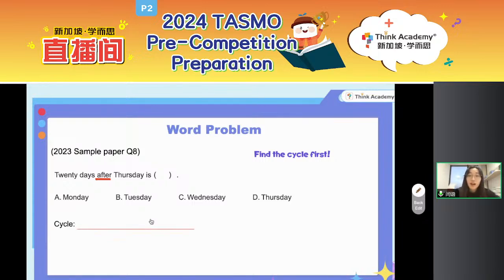The question asks you, what is the 20 days after Thursday? So maybe let's start from 1 day after Thursday. So for your cycle, we start from Friday. That is Friday, Saturday, Sunday, Monday, Tuesday, Wednesday, and then move on to Thursday, right? This is the cycle. Pay attention to "after". So following this, you can just apply D.